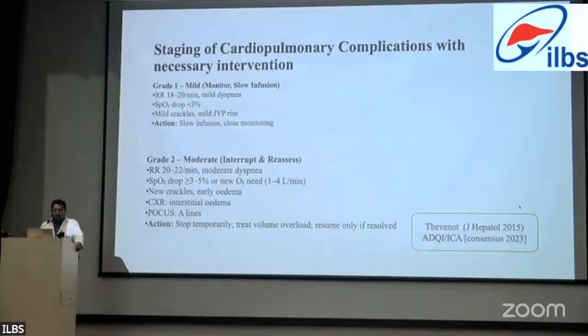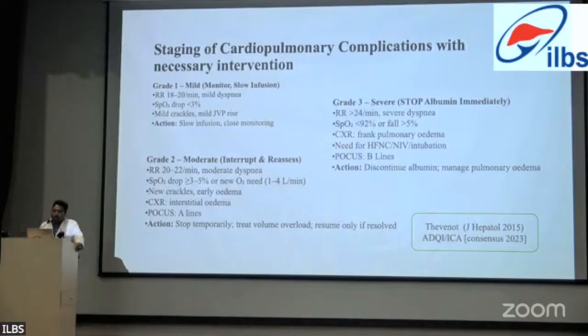In grade 2, patients are having moderate symptoms with the respiratory rate more than 20, up to 22, with dyspnea and the SpO2 decreasing by 3 to 5% with oxygen requirement in them. So in those, we have reduced the albumin, temporarily halted the infusion, and treated for the symptoms of volume overload. In grade 3, we have stopped the albumin. These patients are having the respiratory rate more than 24, SpO2 has decreased to less than 92 or more than 5%, with the X-ray also showing changes of pulmonary edema, and the FOCUS finding of B lines.